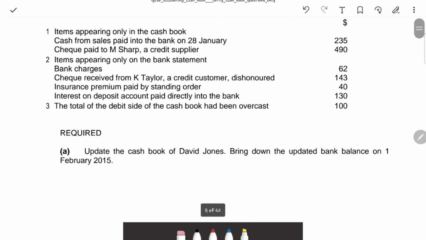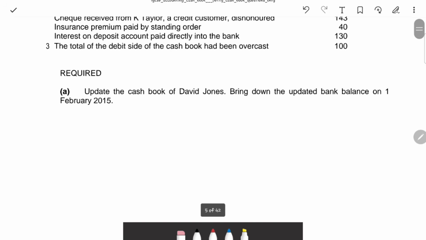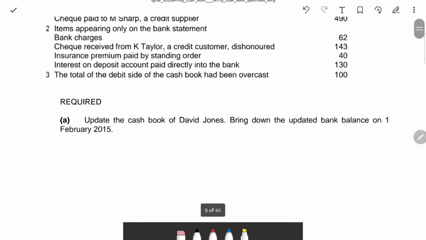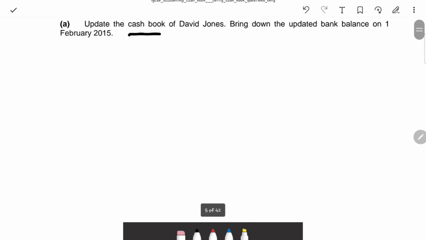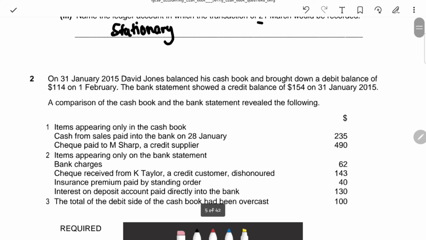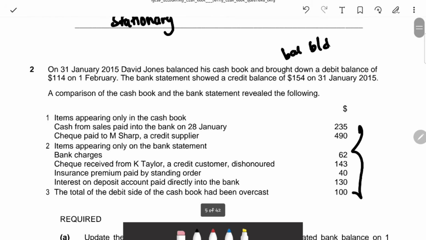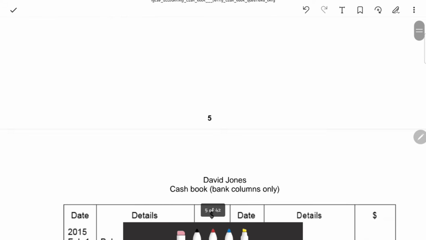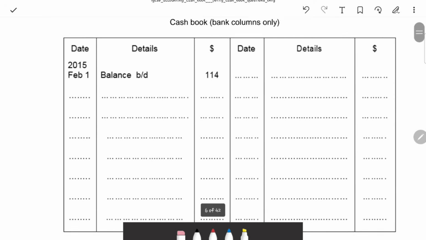Now we have another question right here, and this question is talking about updating the cash book only, and it looks like there's only the bank column. Here it's telling us we have the balance BDs, and here we have the transactions. So let's do this now. It's telling us that we have to bring down a debit balance of $114 on 1st February. Yeah, it's already brought down, so we don't need it then.